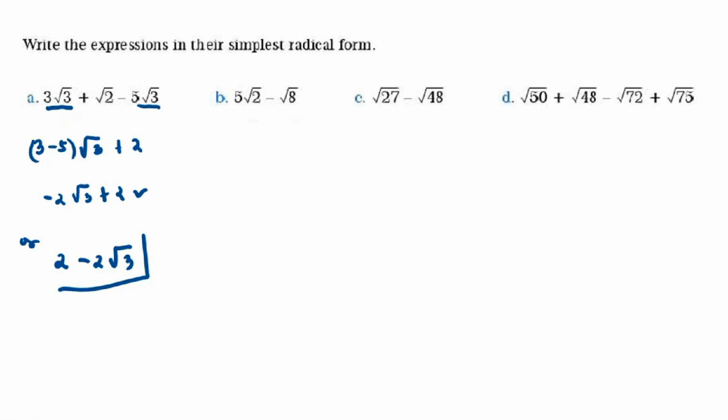All right. And then for letter B, we have 5 square root of 2 minus square root of 8. So square root of 2 is already in the simplest radicand, but square root of 8 is not. So that's why we're going to simplify it first. So we have 5 square root of 2 minus, so this is now 4 times 2 equals 8. And then we have 5 square root of 2 minus the square root of 4 is 2, therefore 2. The remaining term is the square root of 2.